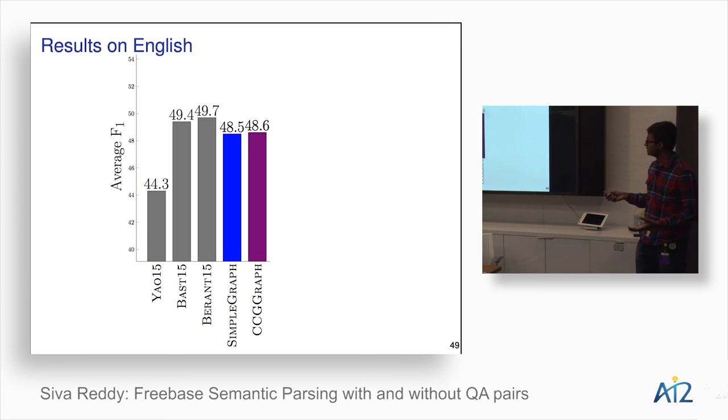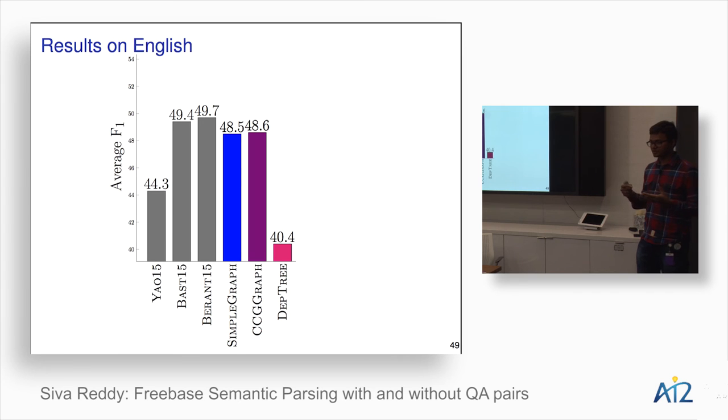And if you use CCG, we were able to get 48.6. So here it says that the logical forms are not very useful. Let's see what the reason is later. And if you directly map a dependency tree to Freebase, our performance actually drops. This is because the dependency trees, we are using Stanford dependencies here.